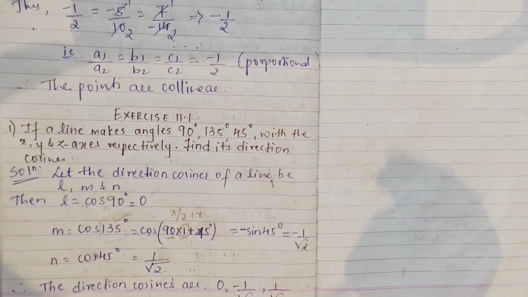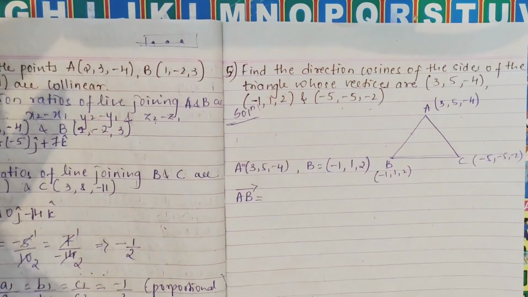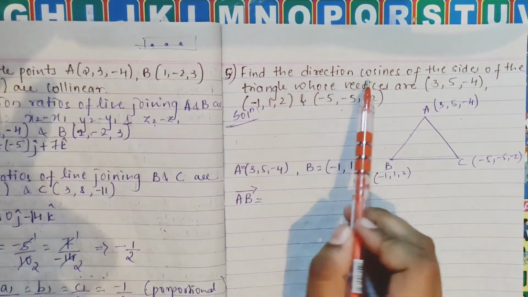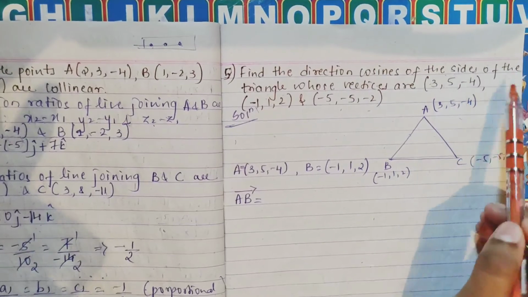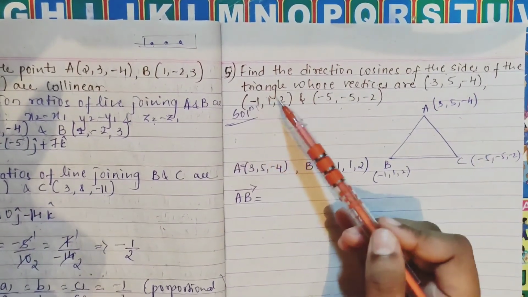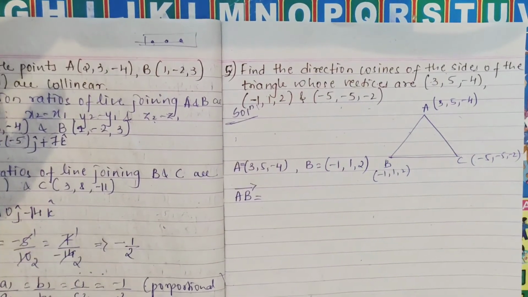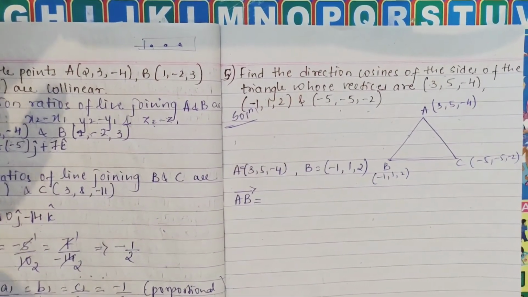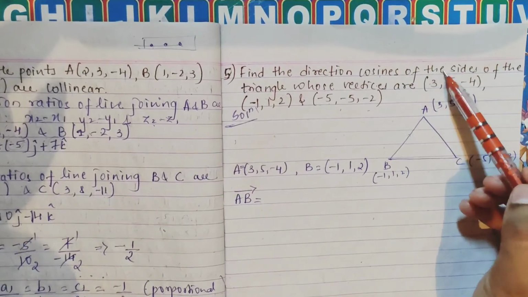We'll proceed to the next question, the fifth one. Find the direction cosines of the sides of a triangle whose vertices are (3, 5, -4), (-1, 1, 2), and (-5, -5, -2). So here they are asking for the direction cosines of the sides of a triangle.